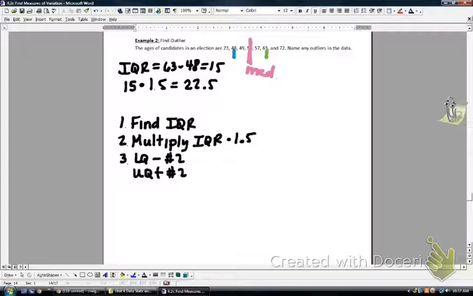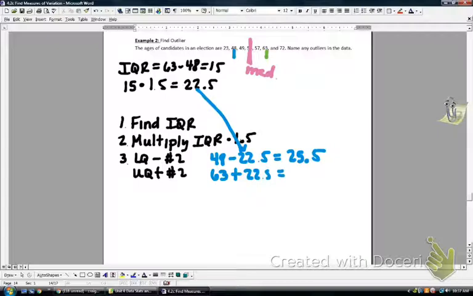So then step 3, and I'm going to do that down here at the bottom. I'm going to take my lower quartile, so my lower quartile is 48 minus 22.5, which is that 1.5 times my IQR, and then I do that on a calculator and I get 25.5. Then I'm going to do my upper quartile, which is 63, plus that 22.5. And I get 85.5.